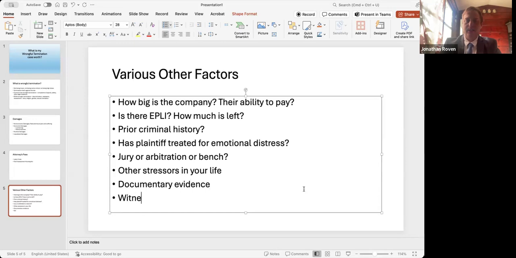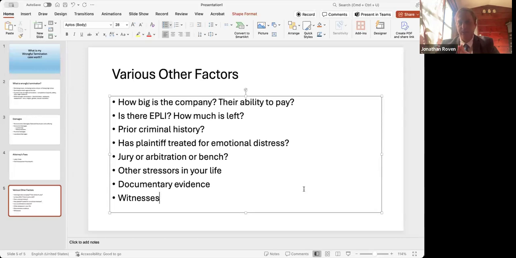And I would say the two most important factors are one, documentary evidence, and two, witnesses to support your claim. So documentary evidence, what's that? For a disability case, that would be proof that you gave a doctor's note to your employer, to your boss, or that you complained about payroll issues in writing, and you still have copies of that.